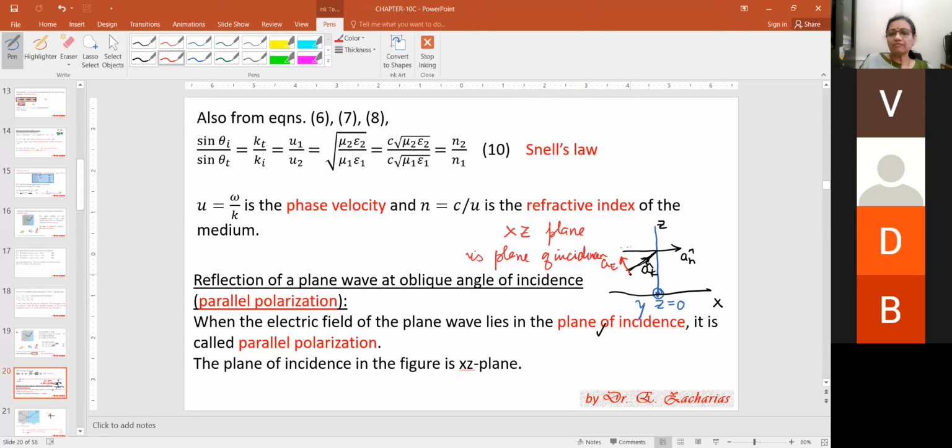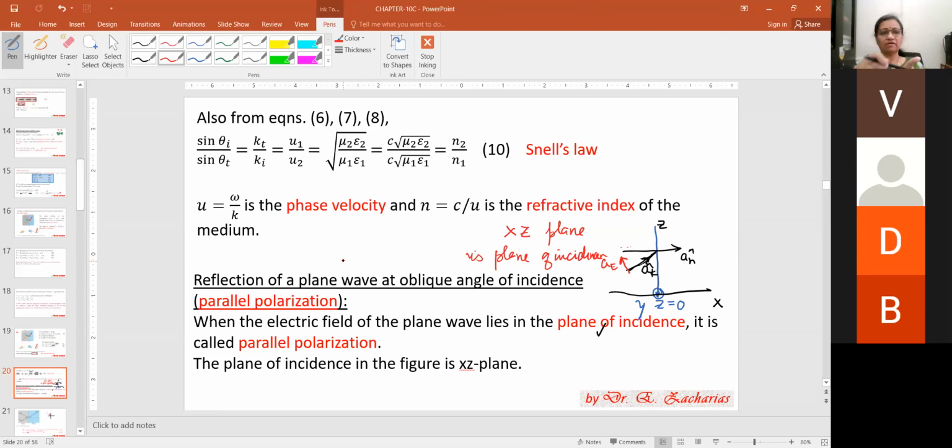Okay. And if my AE vector, which is perpendicular to the AK vector, is lying on this plane, then it is called parallel polarization. Are you getting that, guys? So that AE vector is lying on the plane of incidence. Therefore, we call it parallel polarization.